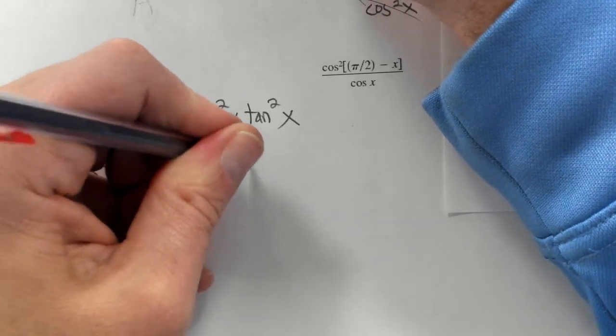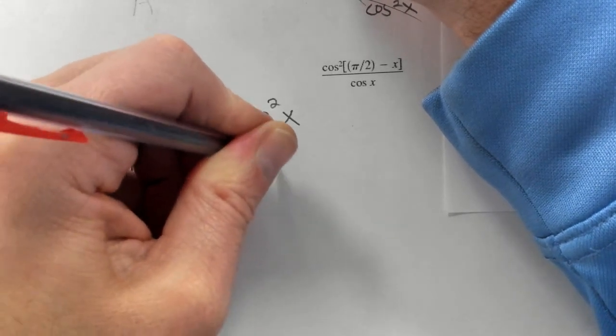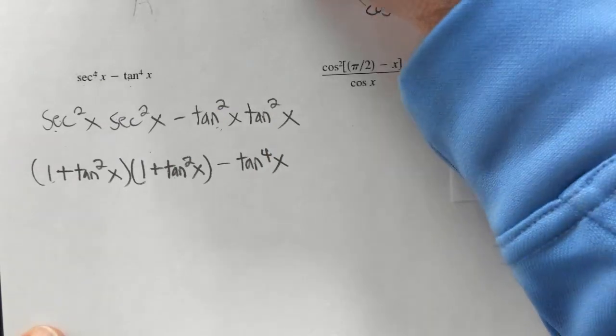All right, so now let's change these to tangent so I can have all of these in terms of tangent. So remember, secant squared is equal to 1 plus tangent squared. So this now is going to be 1 plus tangent squared x times 1 plus tangent squared x, minus, and we're going to take this back to tangent to the fourth power of x, and then you will see why that helps here in just a moment.